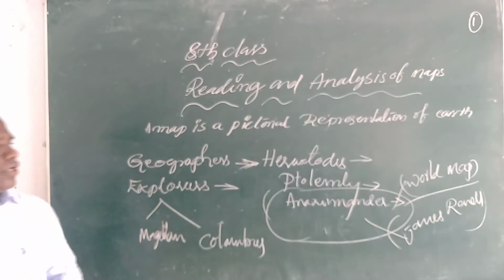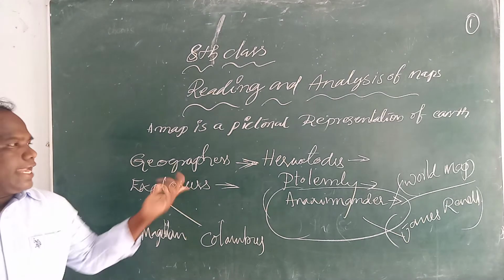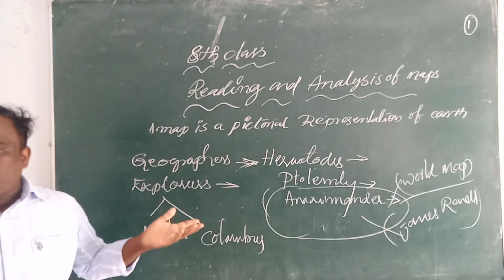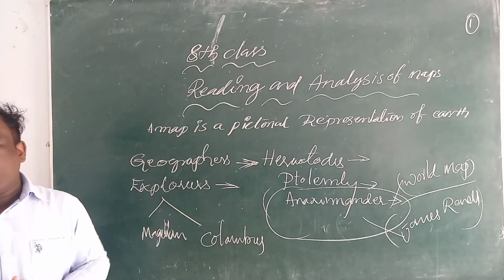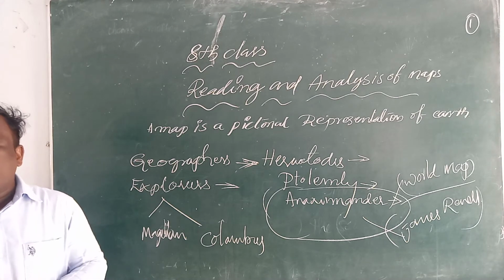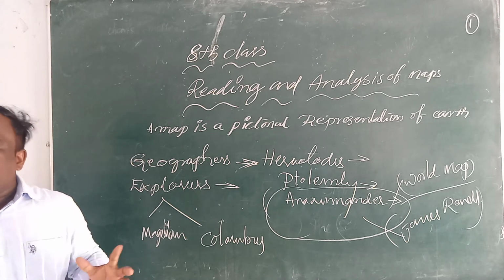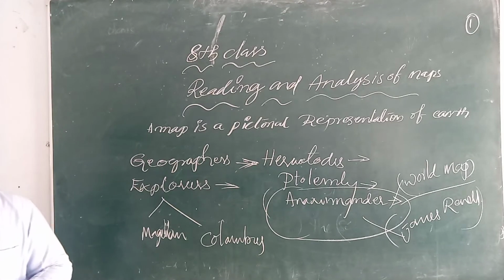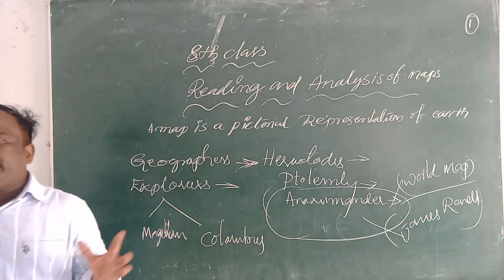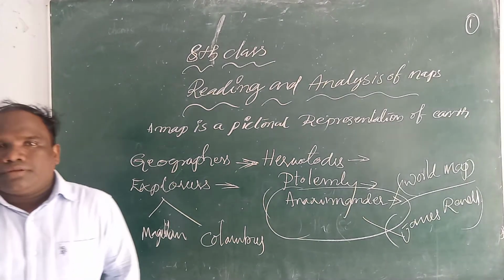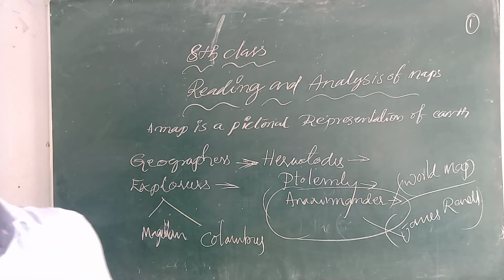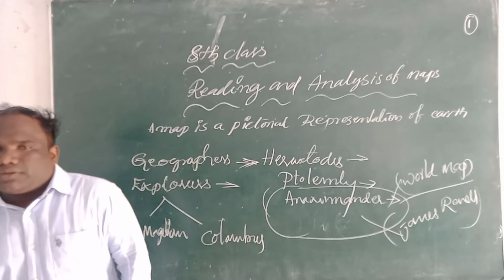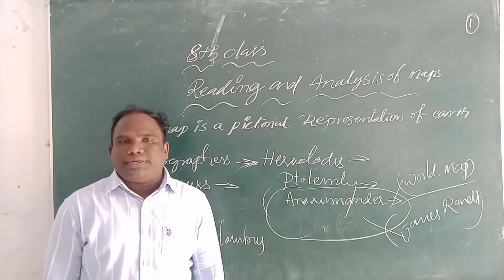Geographers: Herodotus, Ptolemy, Anaximander. Herodotus is the father of history. Ptolemy made all these maps. Anaximander made the first world map. James Rennell made the Indian map. They are the geographers. Explorers are those who have great experience of travel.